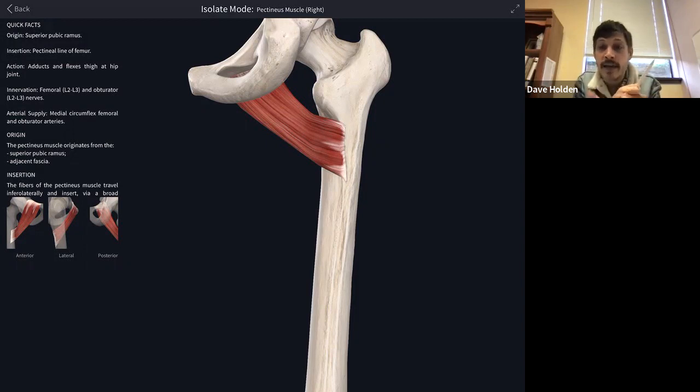We changed the name because that part of the linea aspera is the part that the pectineus inserts on. So we changed its name. There's the logic. I'm not defending it. I'm just stating facts here, guys. Pectineal line of the femur.